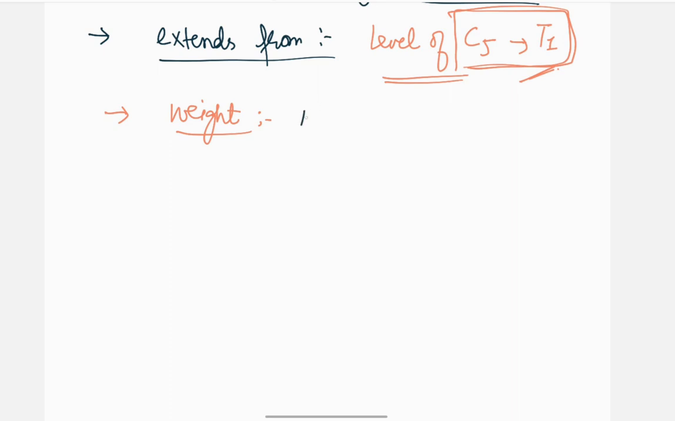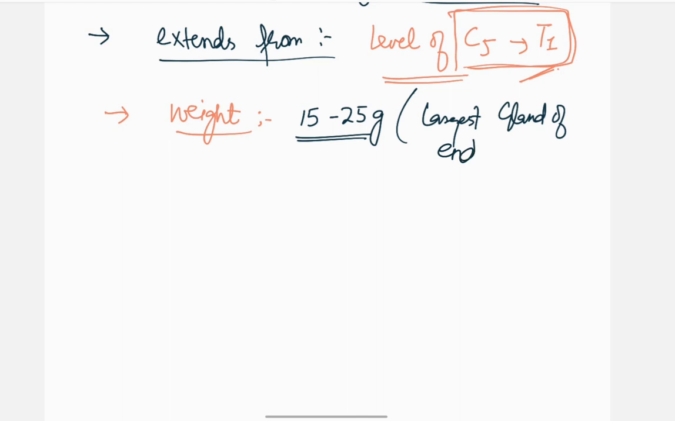Our thyroid gland usually weighs 15 to 25 grams. It usually differs according to different books, but this is the average weight of our thyroid gland. It is also known as the largest gland of our endocrine system. This is an important point we should remember: the largest endocrine gland, we can say.